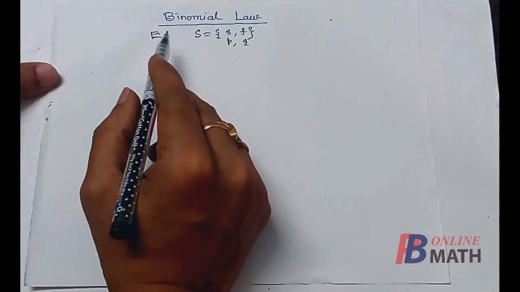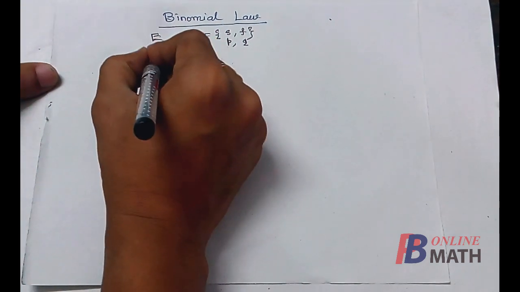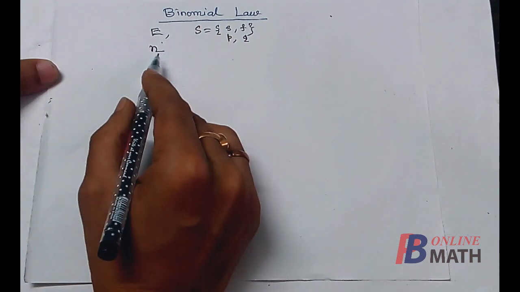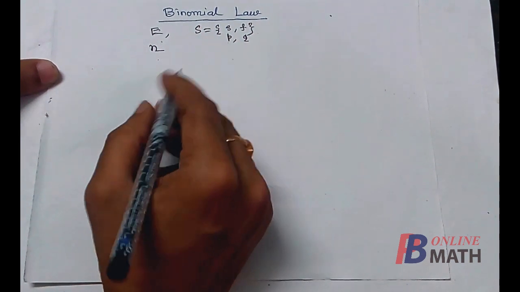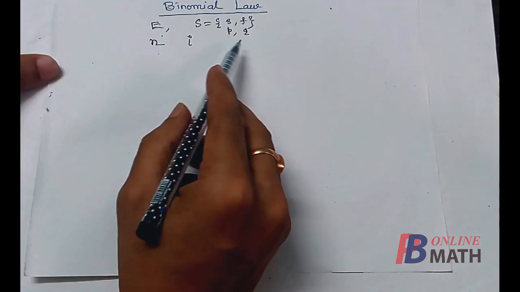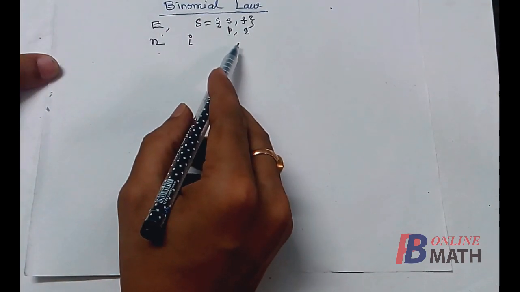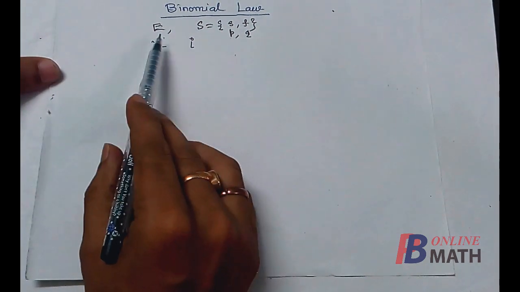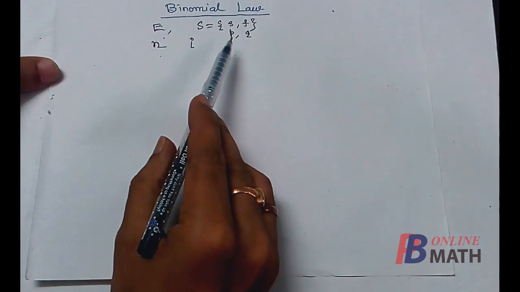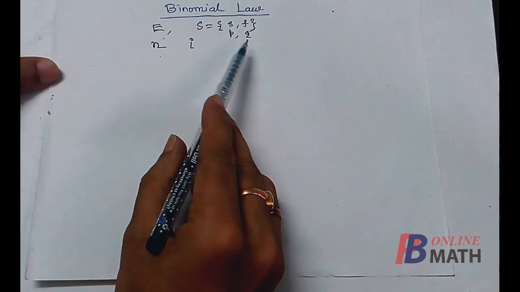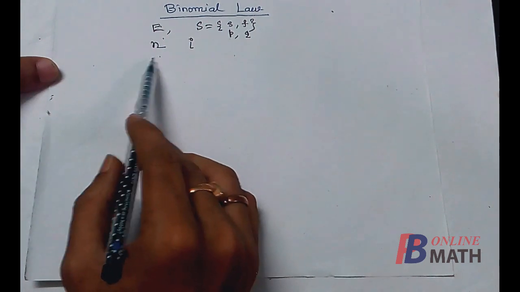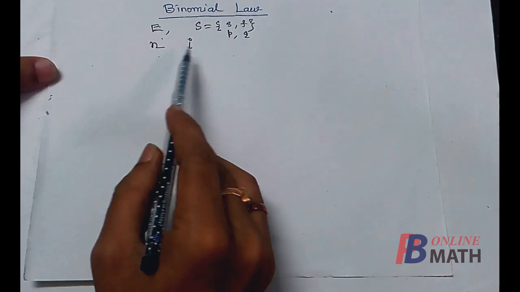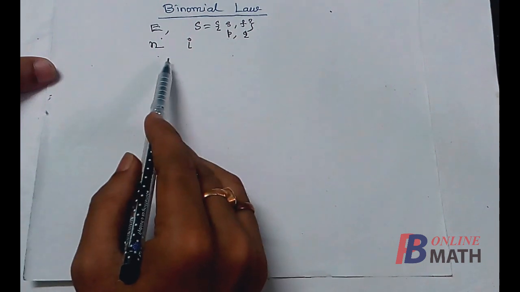Now the question is, if this experiment E is repeated n number of times, then what is the probability that out of this n number of times success will happen exactly i times and remaining n minus i times failure will happen? So this is the question, that a random experiment is repeated n number of times with probability of success p and probability of failure q, and if this experiment is repeated n number of times, then what is the probability that out of this n times exactly i times success will happen? So we shall find this probability.